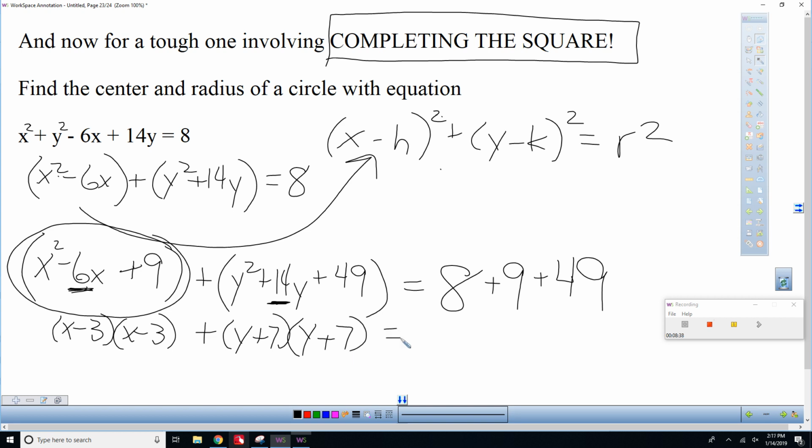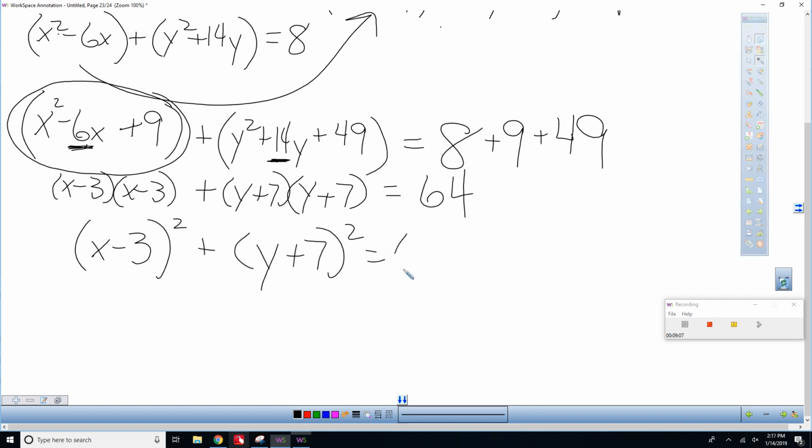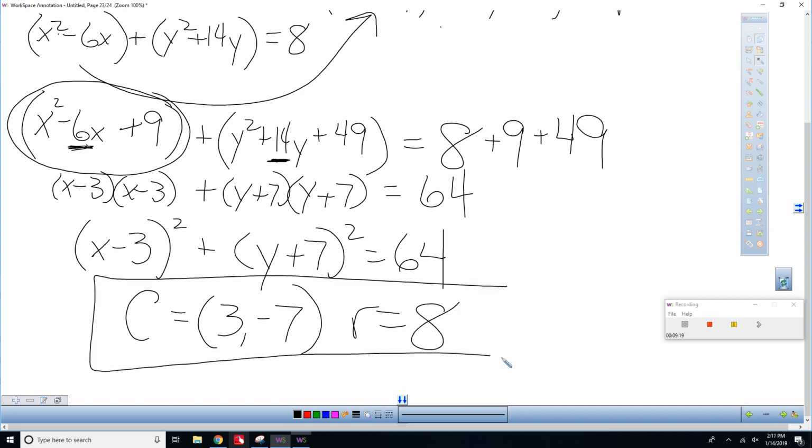And what do we get over here? Let's see, you get 50, oh yeah, 63. I like that number. Okay. No, 64. I like that one even better. So, what have we done? Well, what's x minus 3 times x minus 3? It's x minus 3 squared. It's y plus 7 squared. And now we know. Got it. The center is at 3, negative 7, and the radius is 8. And that is completing the square. Boom!